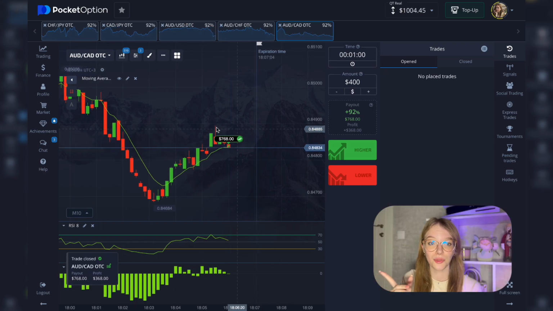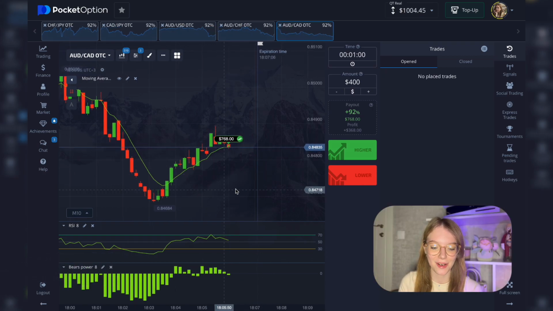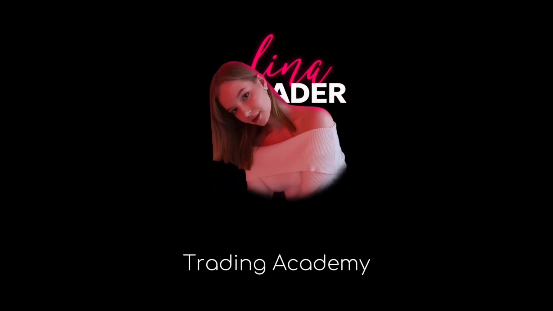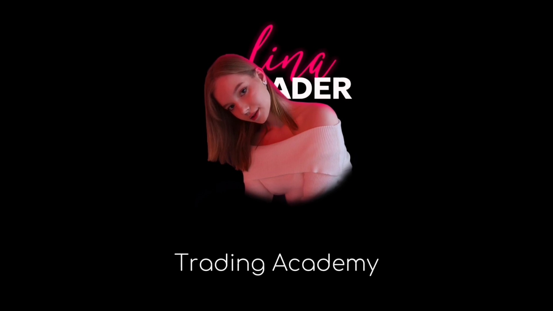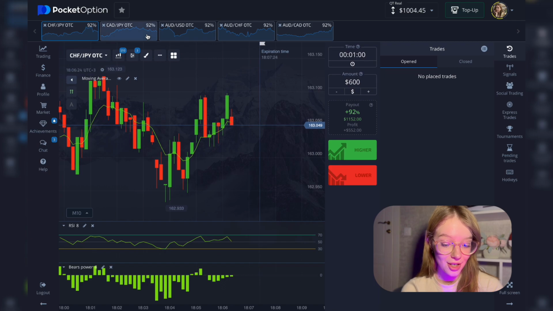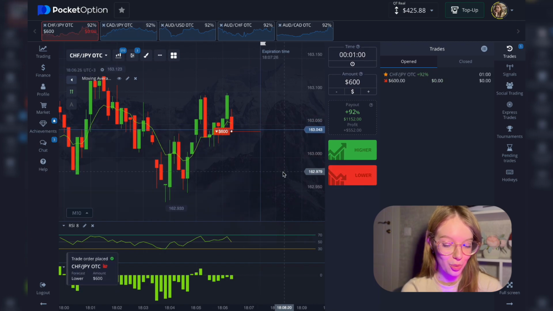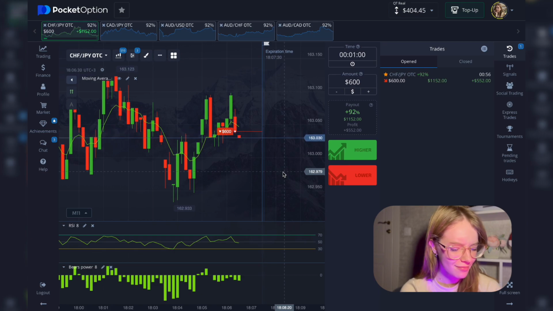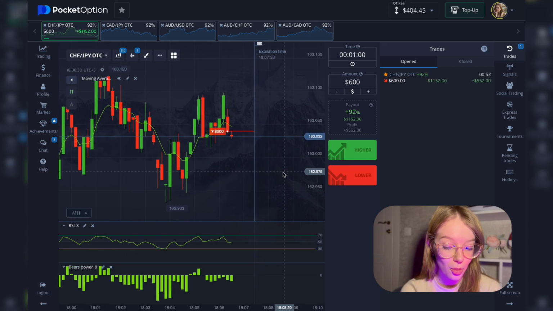We get almost $400 and we already have $1,000 on our balance. Let's move on. Again, I notice a very good situation to open a trade. The chart shows very well that it has a great potential for a decline, as our indicators are pointing downwards and the chart itself is below the moving average line.